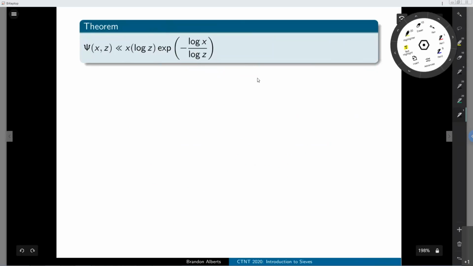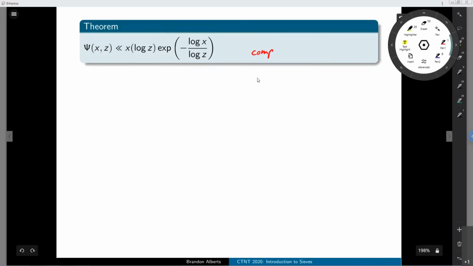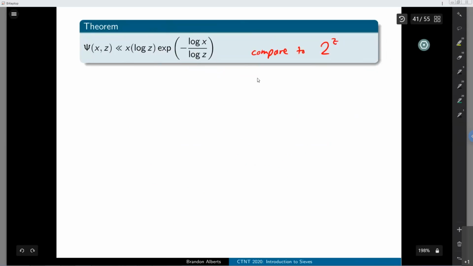So compare this to 2 to the z. At least in terms of z, this new error is much smaller, right? This new error, log z, is very small in z. It grows very slowly. And then in the exponential function, well, that's even smaller. Log z is on the denominator. You have a negative in the exponential function. This exponential here is always going to be smaller than 1. So at least in terms of just z, this bound is leagues better.